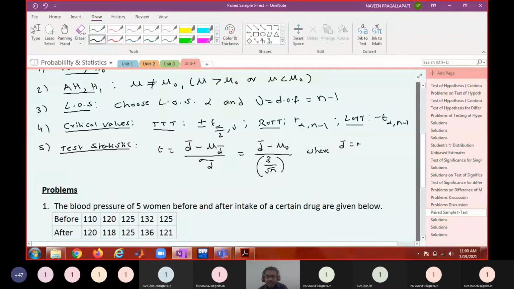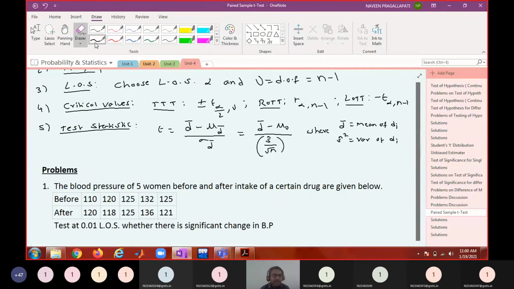Where d bar is the mean of the di's, and S cap square is the variance of the di's. And you know how to take the decision. In case of a two-tailed test, you reject.